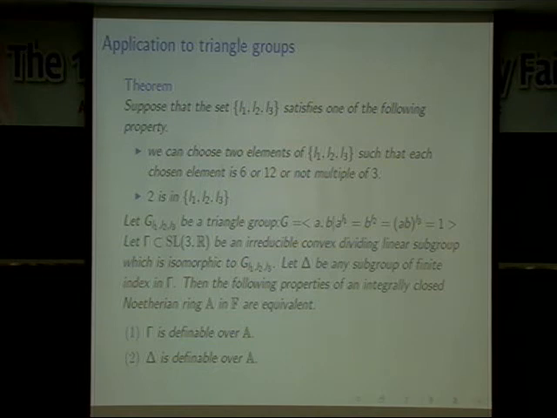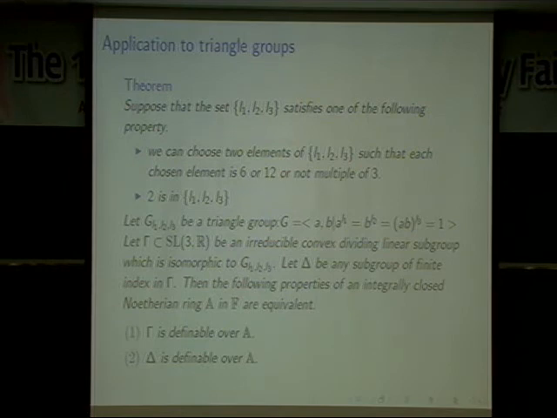We would like to apply our theorems to triangle groups also. So, theorem: suppose that the set L1, L2, L3 satisfies one of the following properties. The first one is we can choose 2 elements of L1, L2, L3 such that each chosen element is 6 or 12 or not a multiple of 3. And the second one is 2 is in this set.